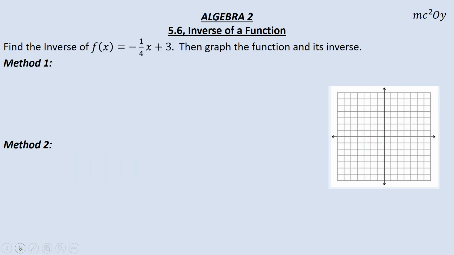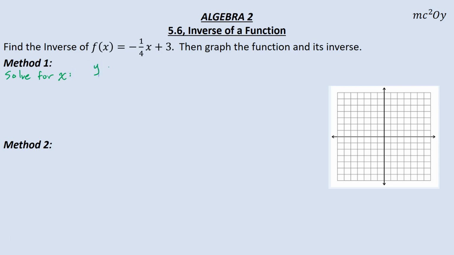Well, let's go through this a little more. Find the inverse of f of x equals -1/4 x plus 3, then graph the function and its inverse. The first method when doing this is you could solve for x first, if you want. And that's kind of what we've been doing. Solve for x, that's what I'm calling method 1 here.